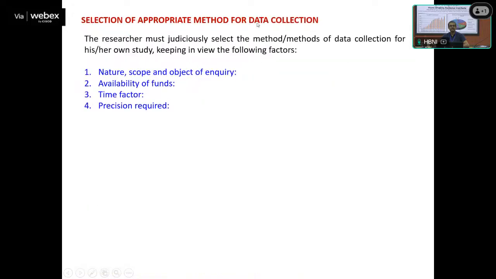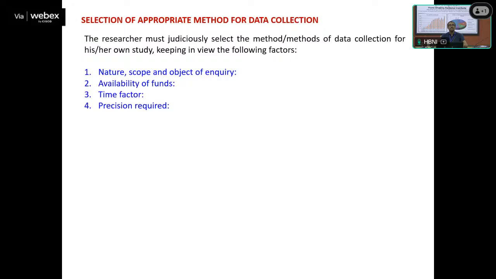Selection of appropriate method for data collection. The researcher must judiciously select the methods of data collection for his or her own study, keeping in view the following factors. What are the factors you should keep in mind while selecting the appropriate method? The researcher must keep in mind four factors. First is the nature, scope, and object of inquiry. Second is availability of funds. Third is the time factor. And fourth is the precision required.